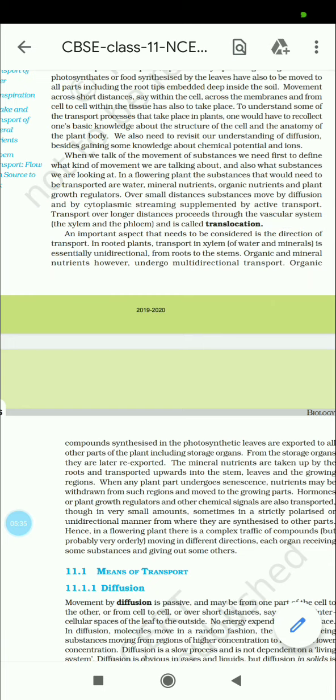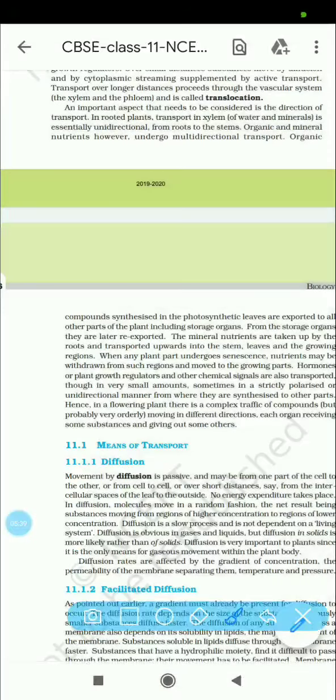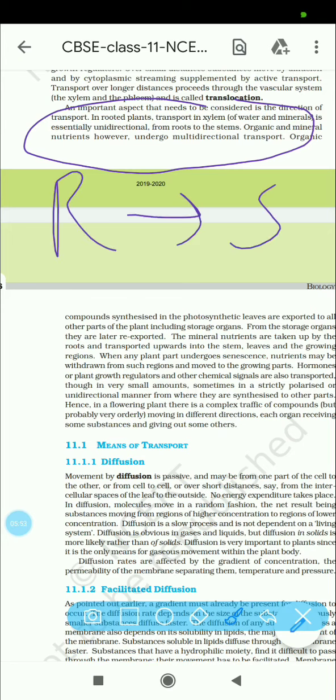Now, if we discuss the direction of transport, then in rooted plants, the xylem is responsible for water and mineral transport. It is unidirectional, that is, it will always happen from root to stem. However, the organic and mineral nutrients can undergo multidirectional transport.